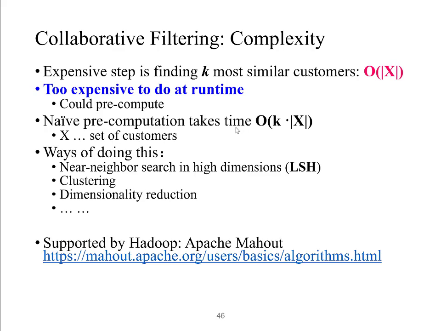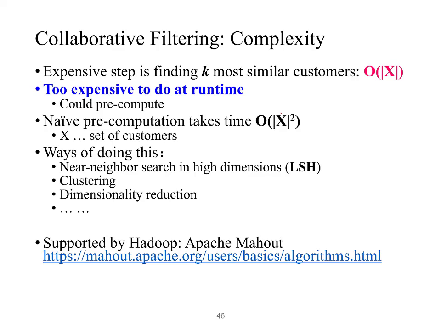So if we consider pre-computing these similarities, the naive pre-computation also takes time of big O of k times x. Sorry, my mistake. Here it should be the size of x to the power of 2, which has nothing to do with k, because essentially we need to compute the pairwise similarity between all the customers or all the items.